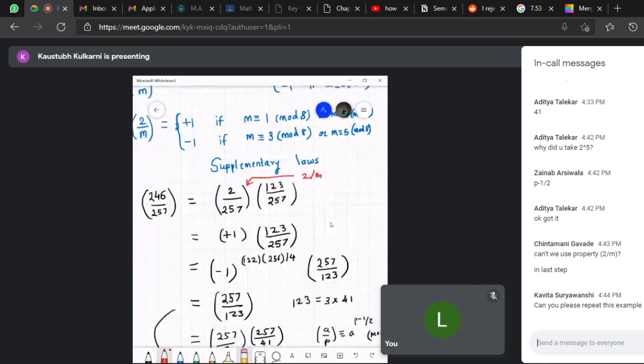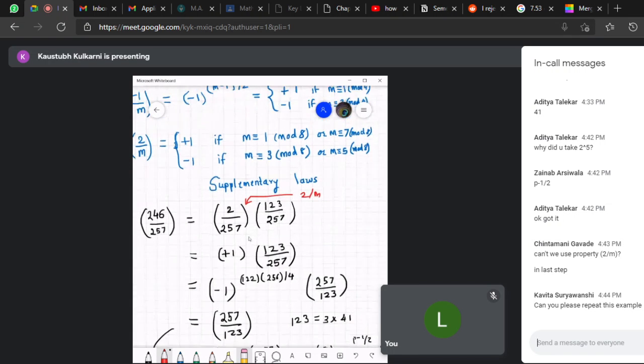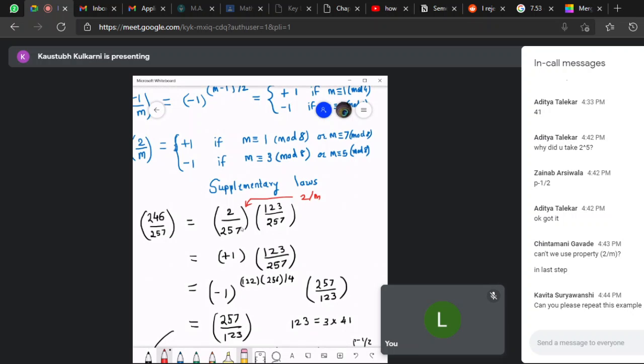I'll quickly go through this definition once again. So 246 upon 257 we had. We factored b. This is of the form b upon m. So we factored this as 2 upon 257 into 123 upon 257. Now this is of the form 2 upon m, where m is 257. If you calculate mod 8, because 256 is a power, the remainder is 1. So m is congruent to 1 mod 8. Therefore 2 upon 257 is 1.